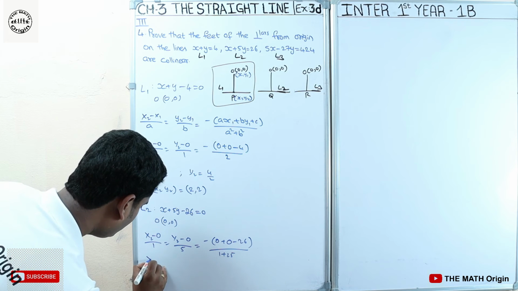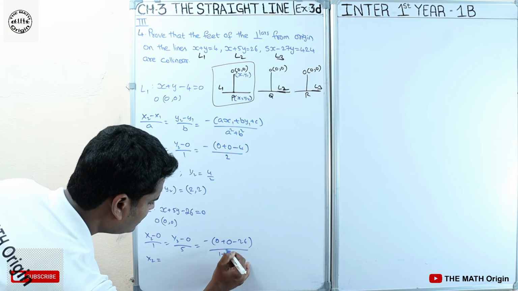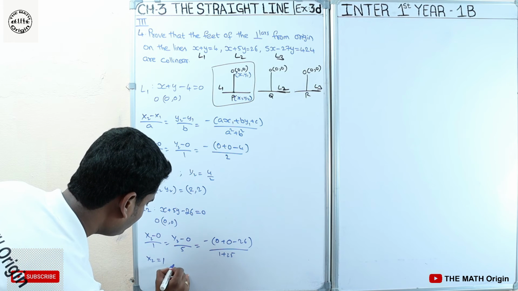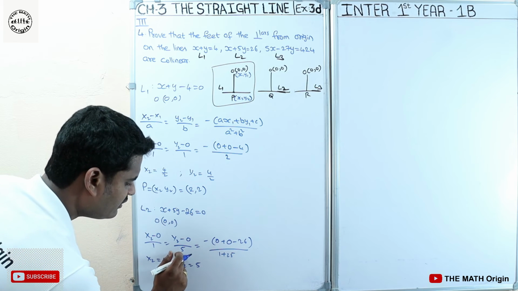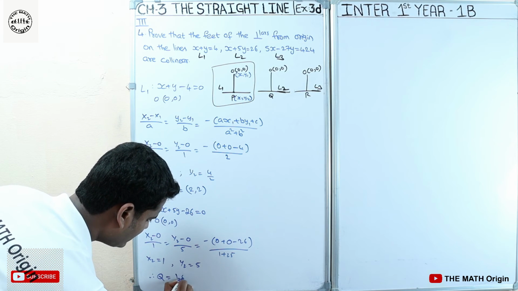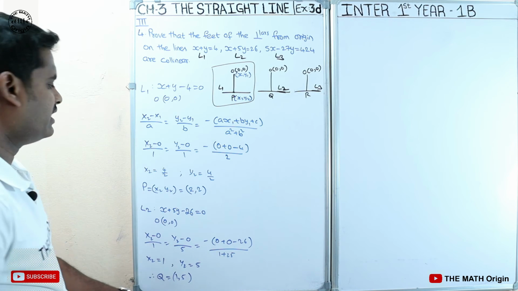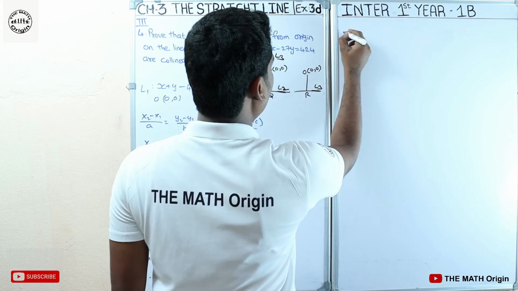Okay, now x2 is equal to 26 on the numerator, also 26, so x2 will be 1, and y2 is equal to 5 because we have denominator 5. Therefore point Q is equal to (1, 5). Okay, now we have point P and point Q. Now let's derive the point R.